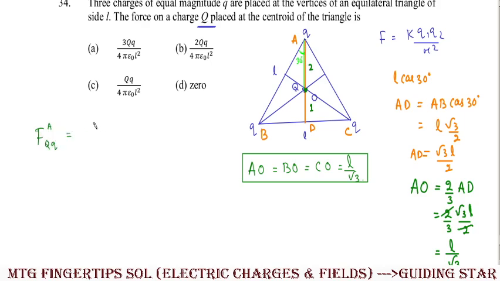A पे जो चार्ज है उसके वजह से फोर्स कितना होगा? So it will be KQq divided by distance, it's L upon root 3 square. So it will be 3KQq upon L square. तो इसका वैल्यू कितना होगा? 3KQq upon L square. Similarly the values of other two will be, magnitude wise. Here we are calculating the force magnitude wise.